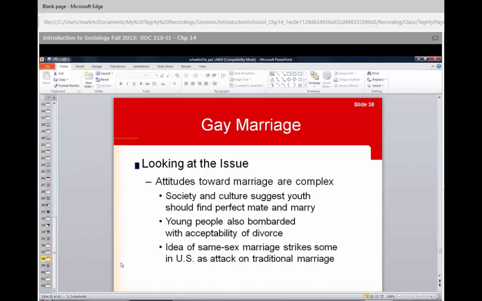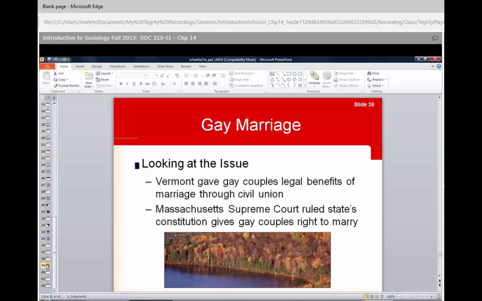Now the younger generation has been bombarded with lots of ideas that you should have freedom there, as compared to maybe the older generation, which was more about maintaining the traditional ideas of marriage instead of same sex. The bottom point on this slide addresses that: does same sex marriage attack traditional marriage? It probably depends on who you ask.